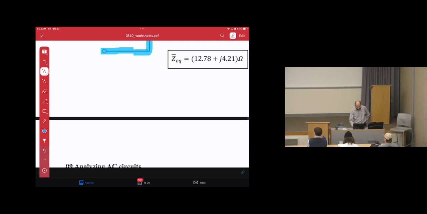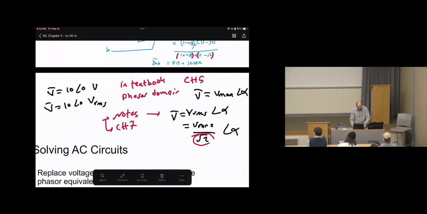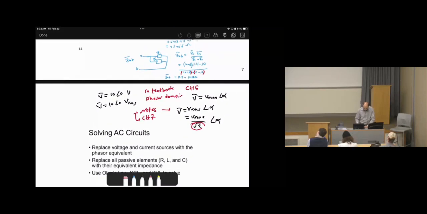Okay, now we are done with this worksheet number 8. So I just want to go to worksheet number 8.